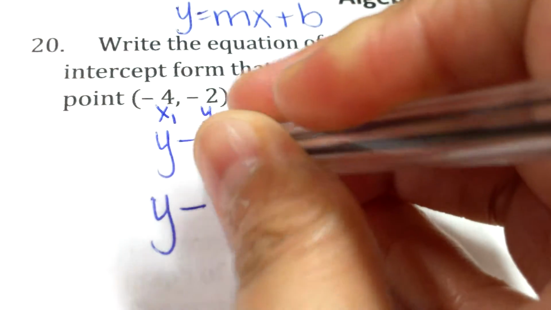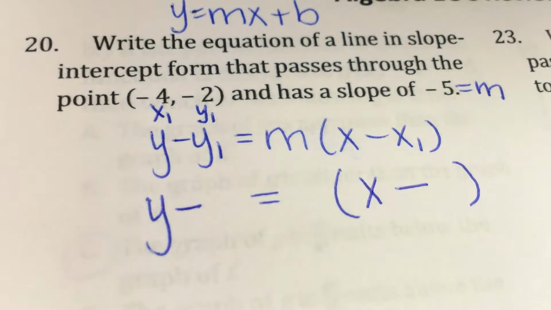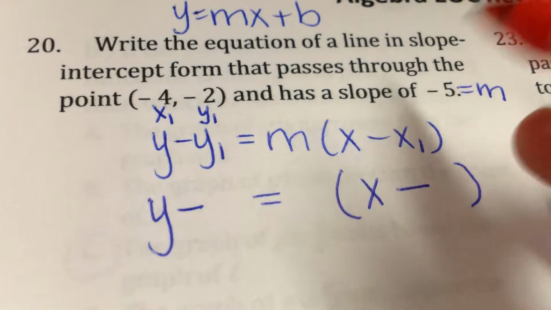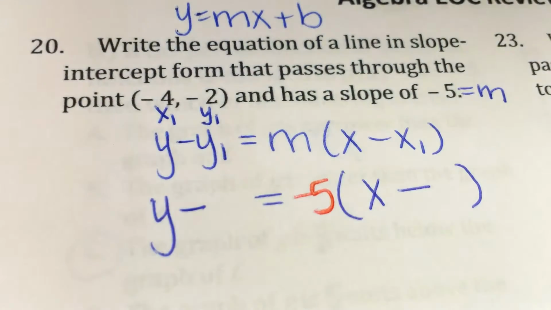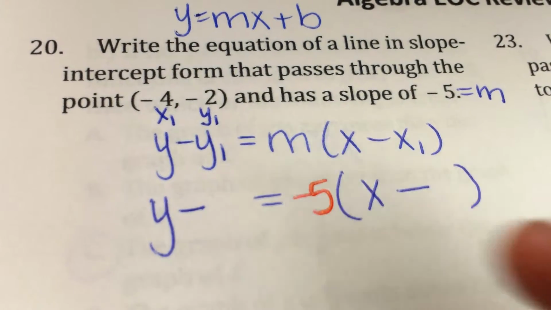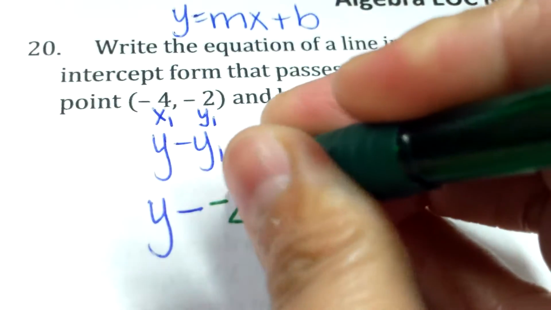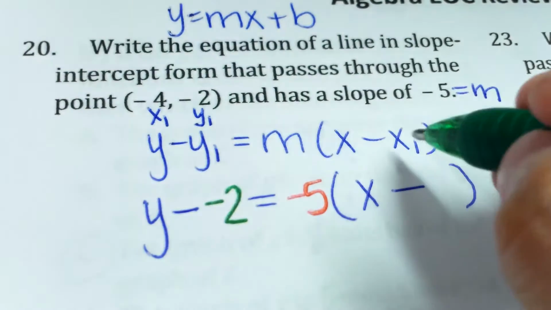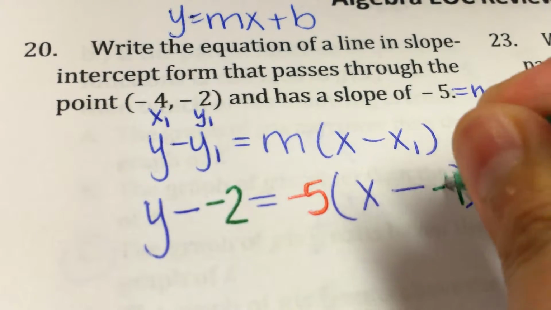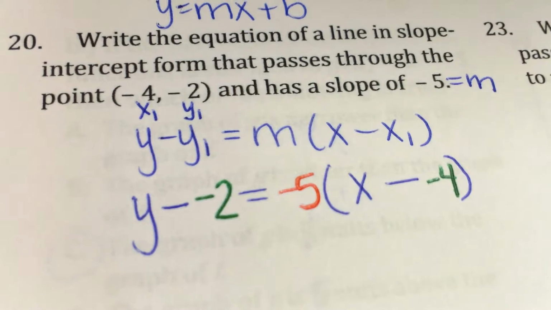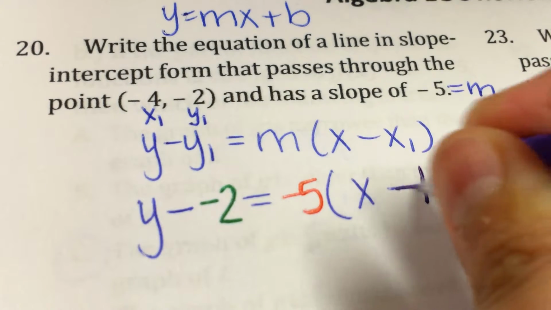This is y minus whatever that is, m whatever that is, x minus. So m is -5. We're going to put -5 there. Your y1 is -2. You need to put that -2 because that minus is part of the equation. Then we have the -2. Same thing with x1. x1 is -4, so you need to put that -4. You need to put that minus sign. Now, what happens when you have a negative and a negative? They become a big positive.